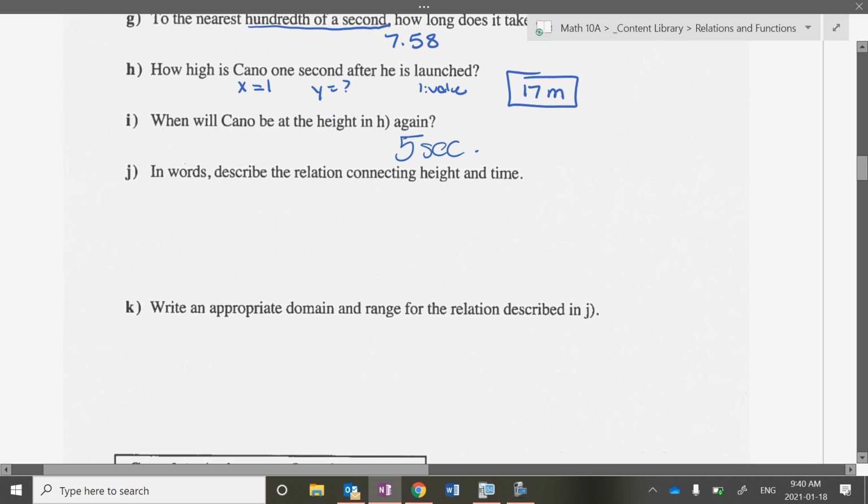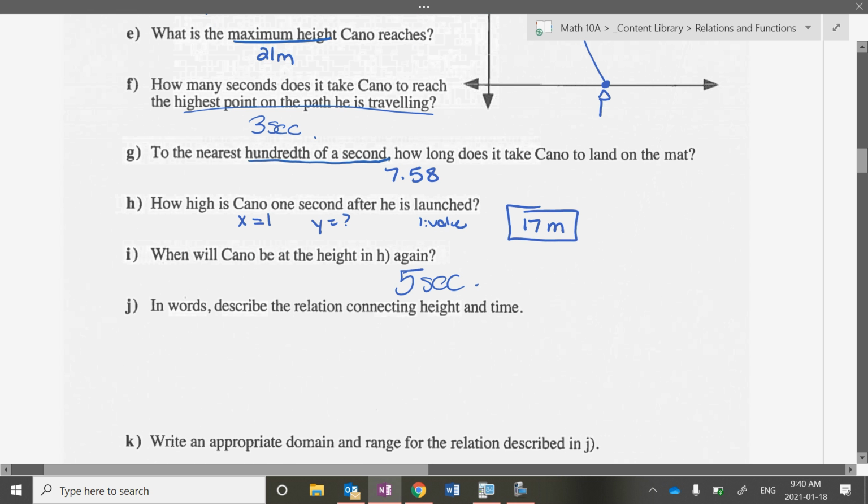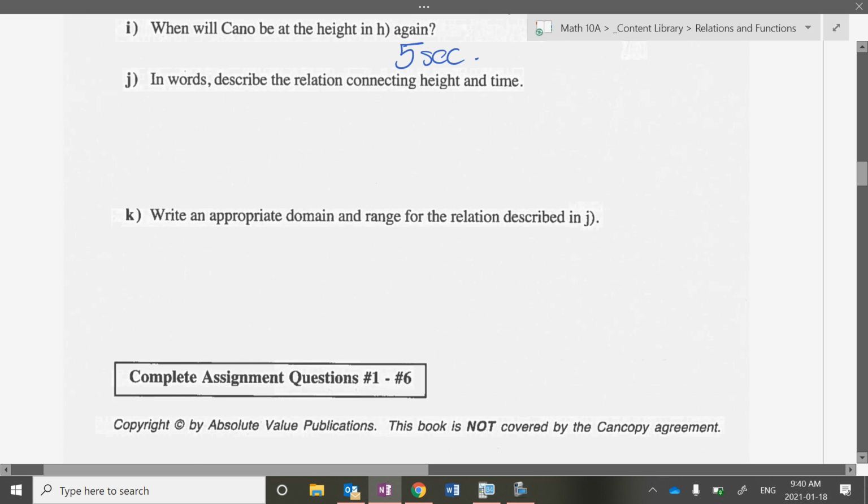Okay, I'm going to skip J. Questions like this, I'm going to accept a lot of answers. So describe the relationship in words. He gets shot up in the air and he comes back down. Anything about the general trend, that's fine. Let's do domain and range.